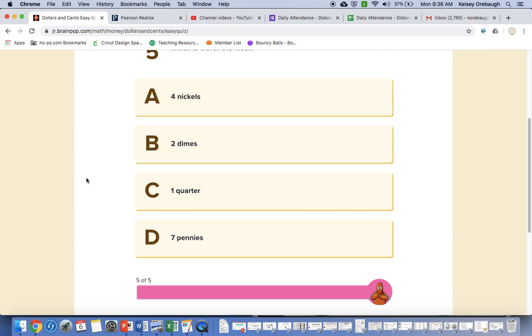Okay, let's look at the dimes. 1 dime is worth 10 cents, so we can skip count by tens 2 times to figure out how much 2 dimes is. 10, 20. Okay, so 4 nickels and 2 dimes are both worth the same amount, 20 cents. C says 1 quarter. How much is 1 quarter worth? There's Miss Lola. 1 quarter is worth 25 cents.